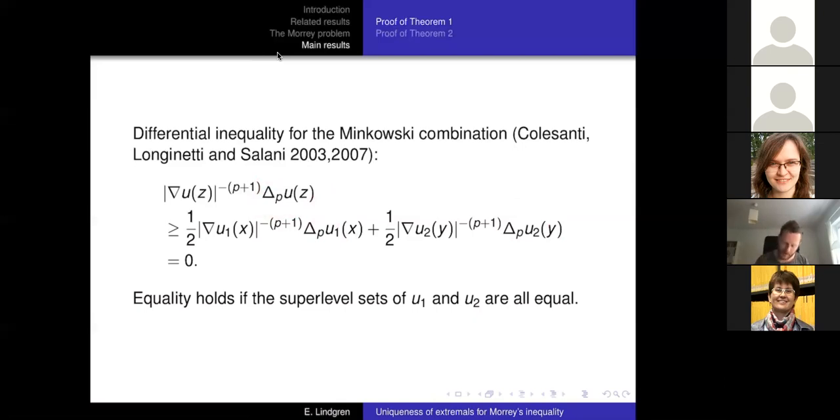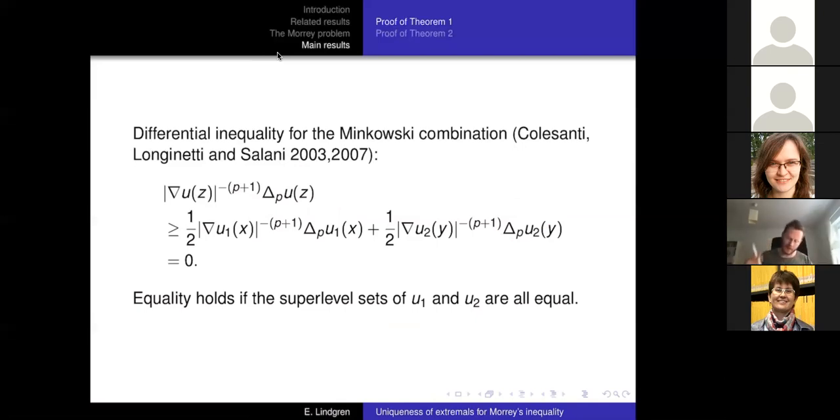And more importantly, you have something that corresponds to this strict convexity, which is that if you happen to have equality here instead, then the level sets of U1 and U2 will be the same. And in fact, in this case, it will force them to be the same function.